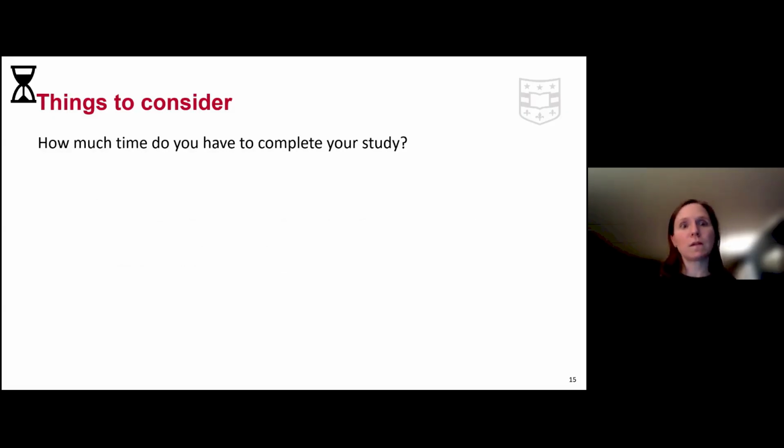And then you really want to consider how much time you have to complete your study. A rule of thumb for this is it will always take longer than you think it will, every single time. Oftentimes you're going to have to double the timeline that you think is going to be reasonable. So you want to plan ahead, and you want to think about, do you have any really final deadlines that you need to adhere to?